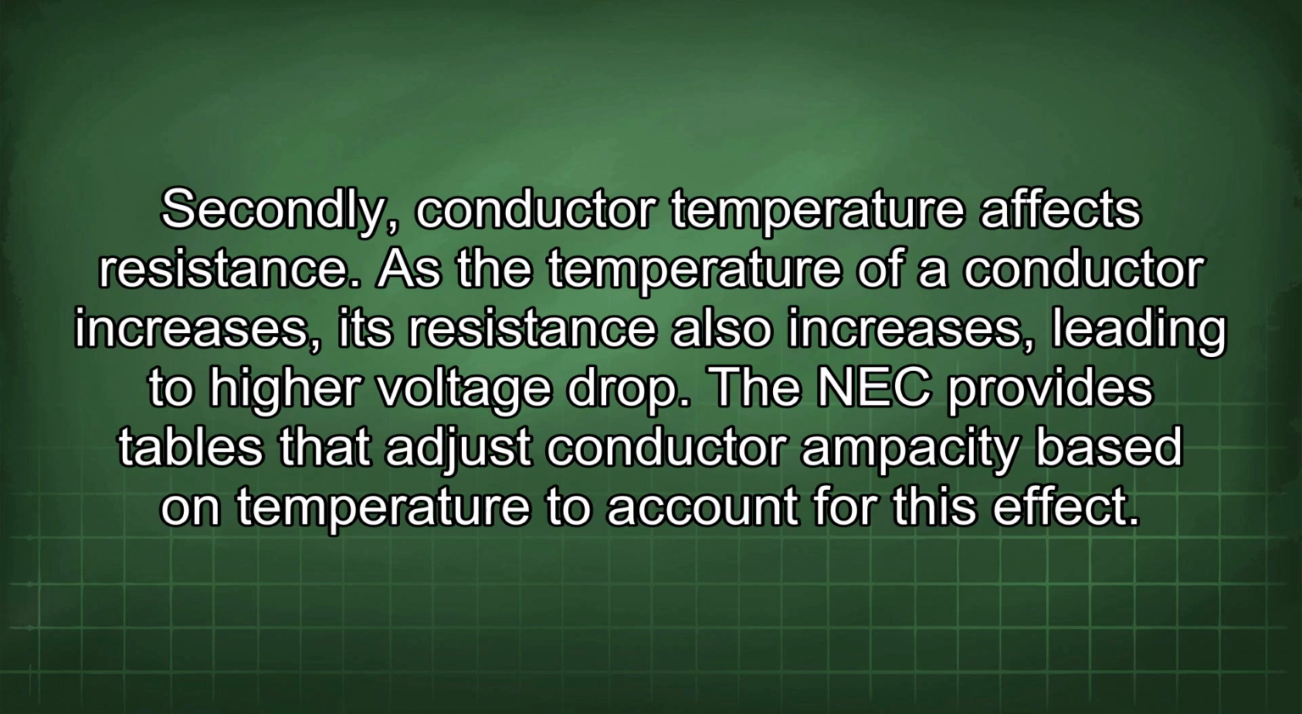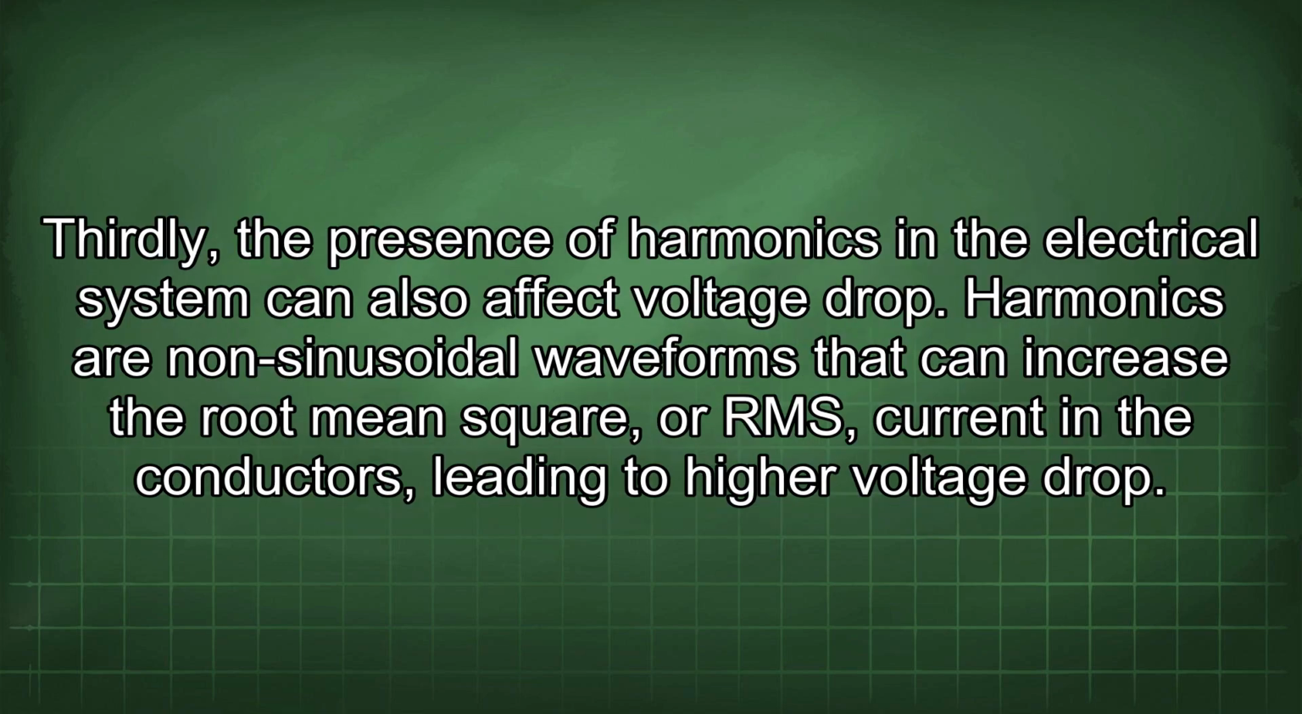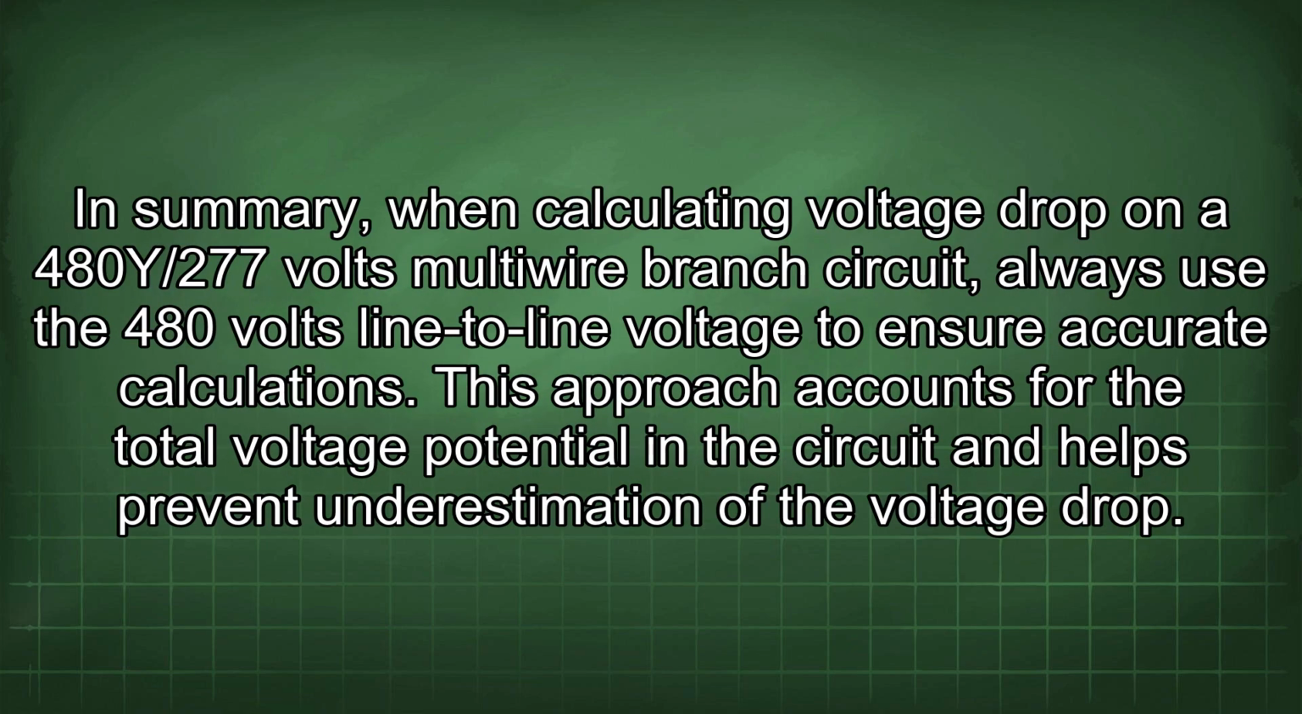Secondly, conductor temperature affects resistance. As the temperature of a conductor increases, its resistance also increases, leading to higher voltage drop. The NEC provides tables that adjust conductor ampacity based on temperature to account for this effect. Thirdly, the presence of harmonics in the electrical system can also affect voltage drop. Harmonics are non-sinusoidal waveforms that can increase the root mean square, or RMS, current in the conductors, leading to higher voltage drop.